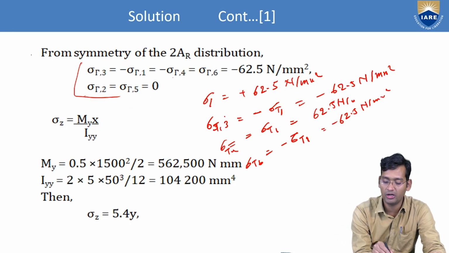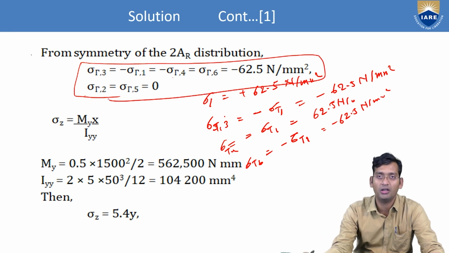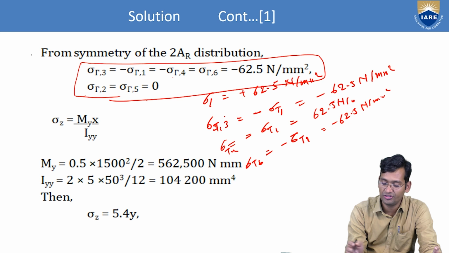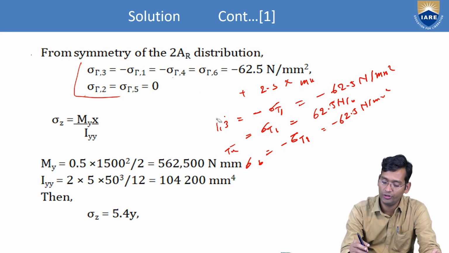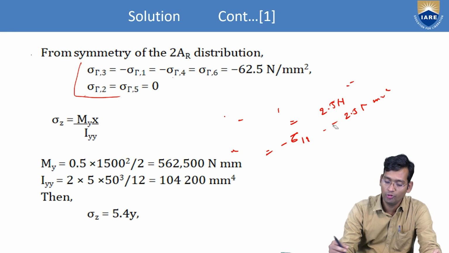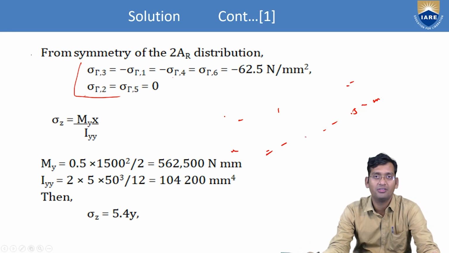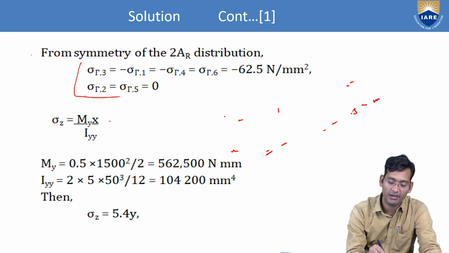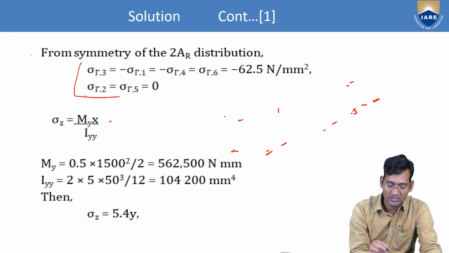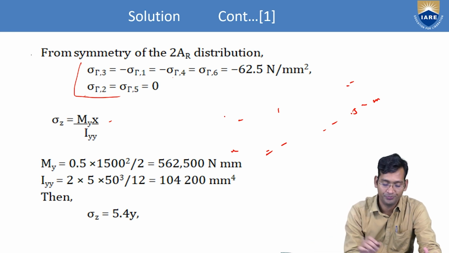So now we got all six values of sigma tau, sigma tau 1 to sigma tau 6, for all the sites. Now, what is the next formula? Sigma z is equal to My into x divided by Iyy. So first let's find My, that moment.